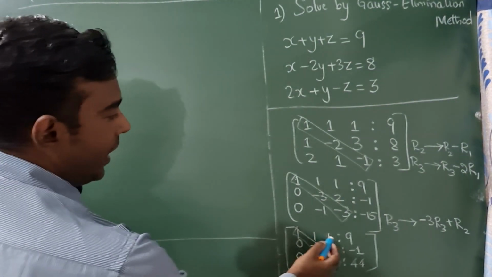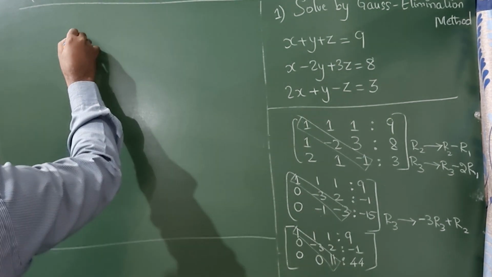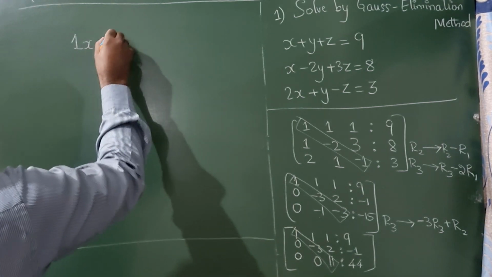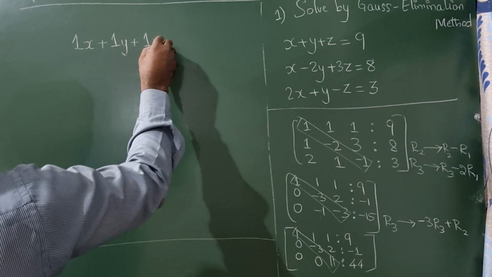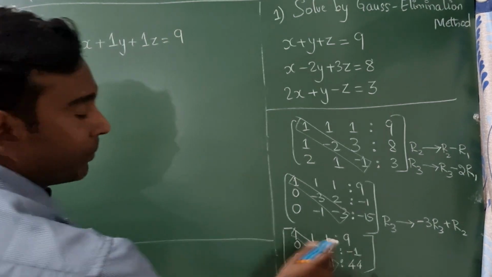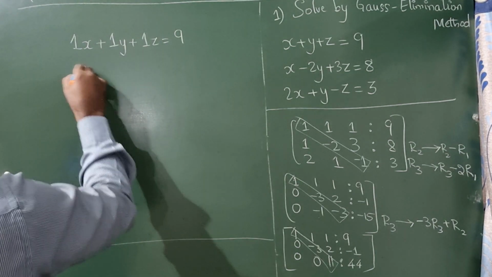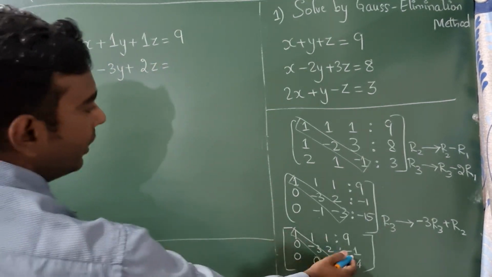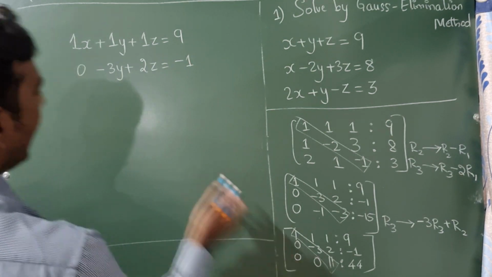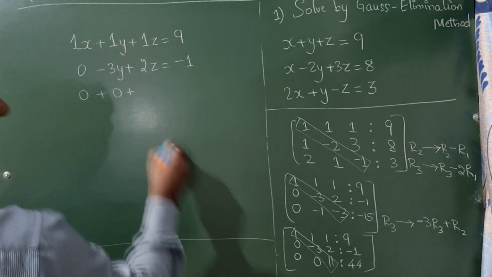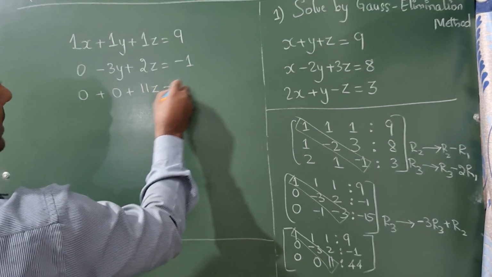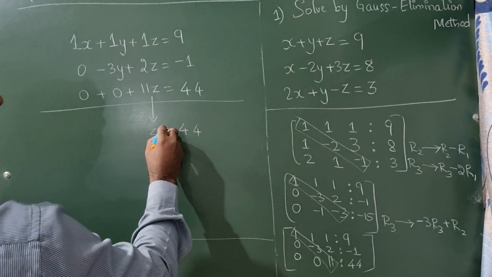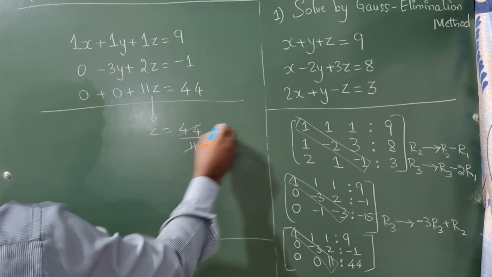Now you have to write this as 1 into x plus 1 into y plus 1 into z is equal to 9. Here this is 0, minus 3y plus 2z is equal to minus 1, and the last is 0 plus 11z is equal to 44. From this I'll get the z value, that is 44 divided by 11 is 4.